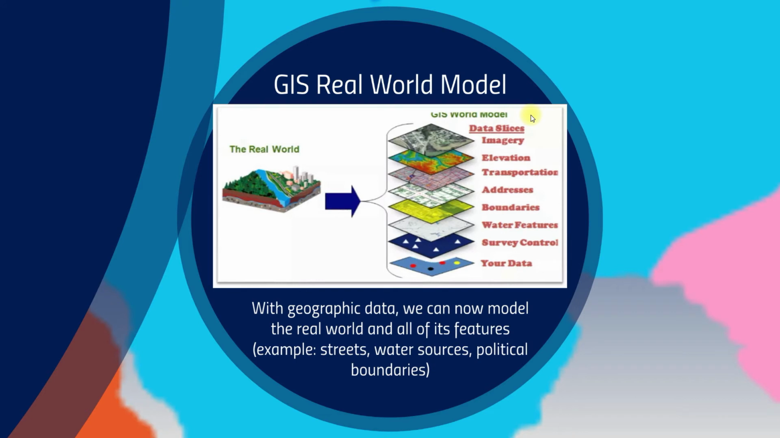Another thing is the GIS real world model. The real world model of GIS is that with geographic data we can now model the real world and all of its features. Like if you have ever seen Google Maps, there you can view the data, imagery, elevation, transportation, addresses, boundaries, water features, survey control, and your own data also. So we can use the real world by using GIS.